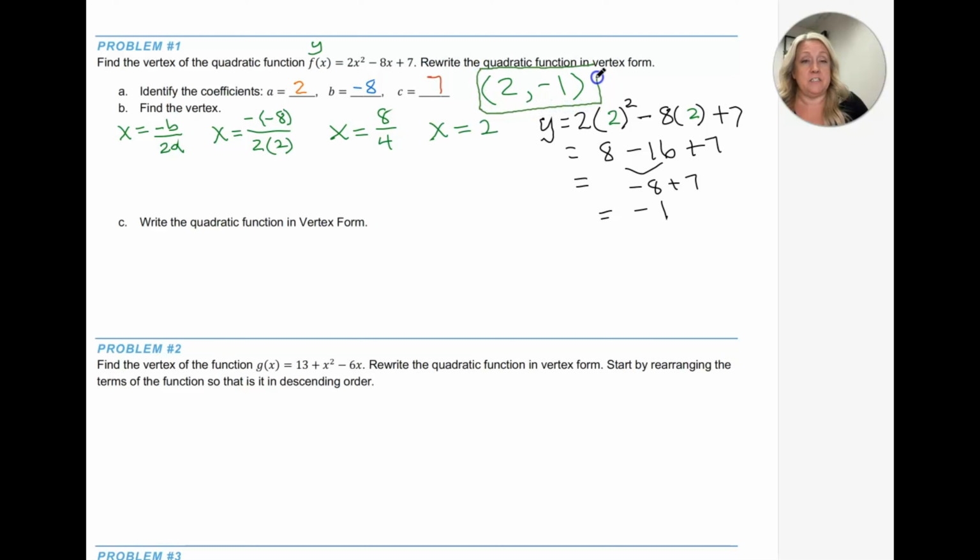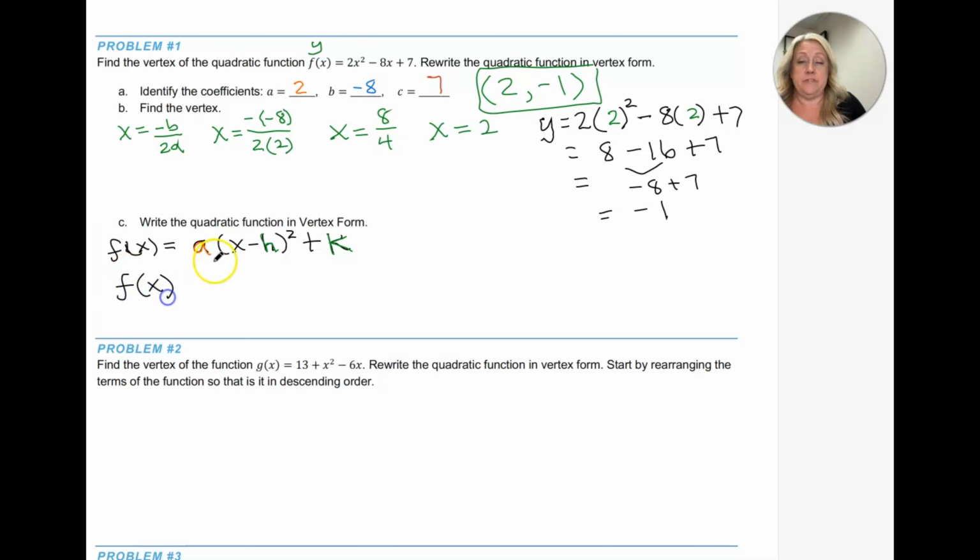All right, so we finished part B. Now on part C, we're going to use that answer to be able to write this in vertex form. So let's remind ourselves what vertex form looks like again. It's in the form of f of x equals a, parentheses, x minus h, quantity squared, plus k. So we need to fill in our values here for a, h, and k.